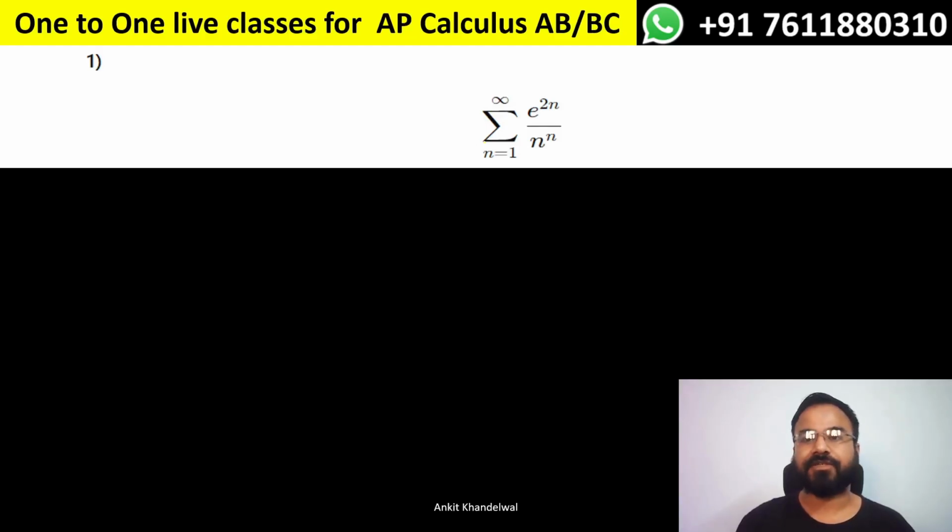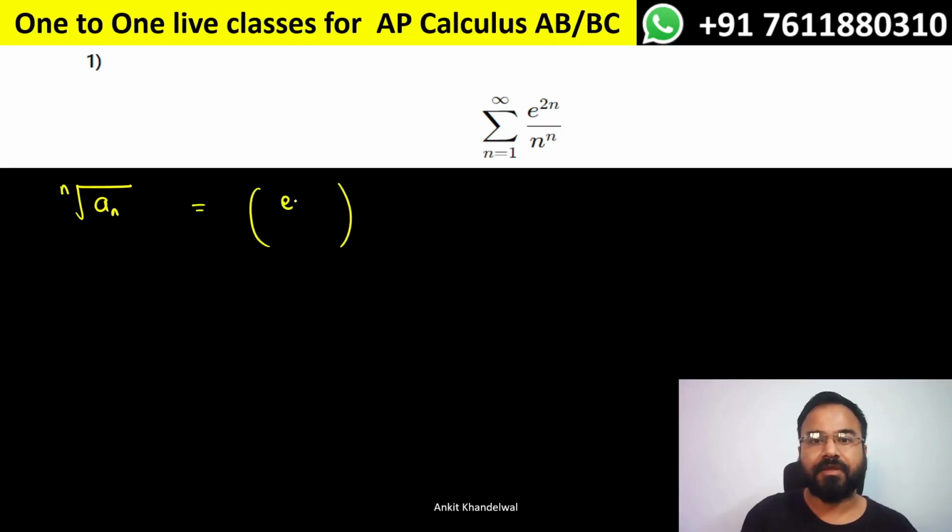If you look at the first question, we have to check whether this particular series converges or diverges. Here it has a power of n. So first let us calculate the nth root of a_n. The nth root means e raised to the power 2n divided by n to the power n, whole to the power of 1 by n. The exponents will get multiplied.